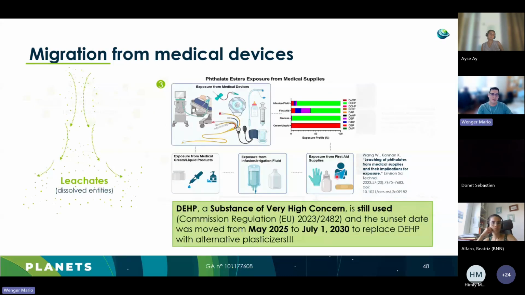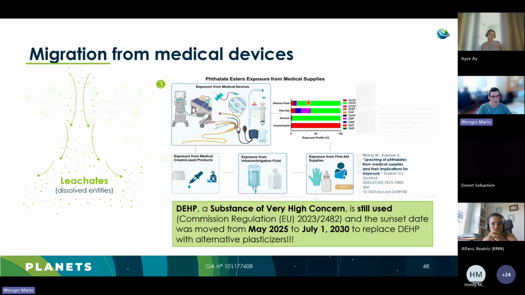And then there was another study, for example, for medical devices, where they checked for leachates. So, for example, when we are in hospital we are exposed to medical cream and liquid products, to infusion bags like blood bags, to syringes, catheters, different tubes, and also gloves. And they wanted to find out which materials are leaching out from those products. And here you can nicely see it was categorized into 4 different groups.